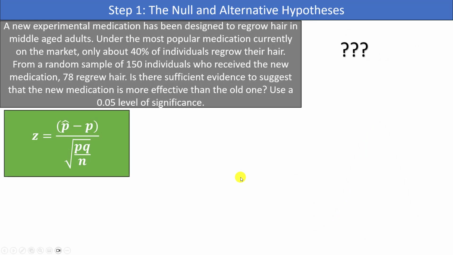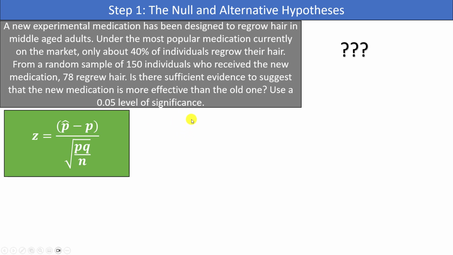All right, here is a problem for you to try. A new experimental medication has been designed to regrow hair in middle-aged adults. Under the most popular medication currently on the market, only about 40% of individuals regrow their hair. From a random sample of 150 individuals who received the new medication, 78 regrew their hair. Is there sufficient evidence to suggest that the new medication is more effective than the old one? And we're going to be using a 5% level of significance.